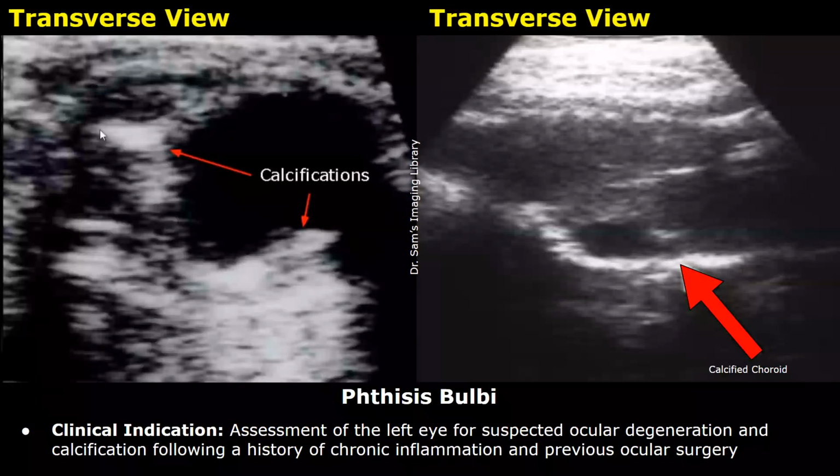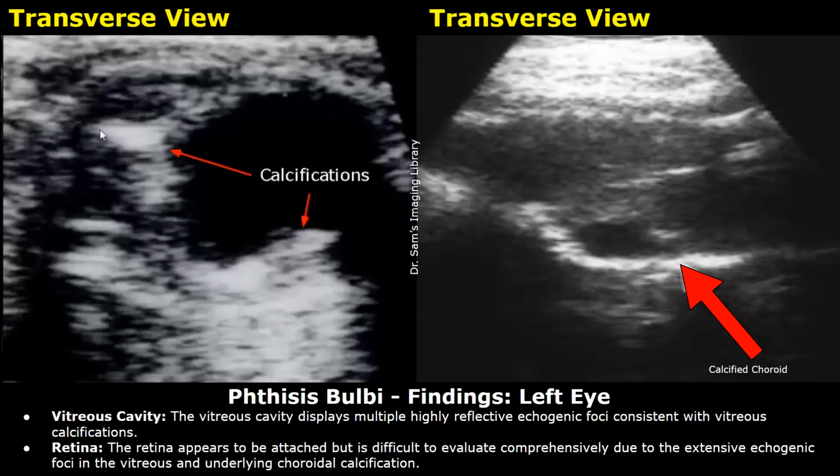This is a report of Phthisis Bulbi. Clinical indication: assessment of the left eye for suspected ocular degeneration and calcification following a history of chronic inflammation and previous ocular surgery. These are the findings in the left eye. Vitreous cavity: the vitreous cavity displays multiple highly reflective echogenic foci consistent with vitreous calcifications.